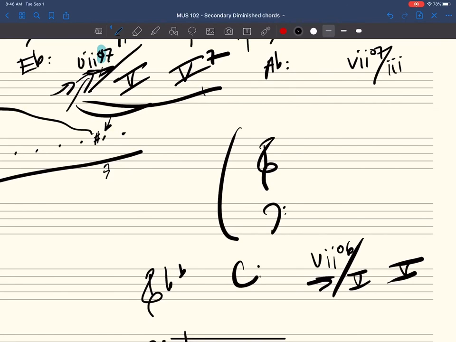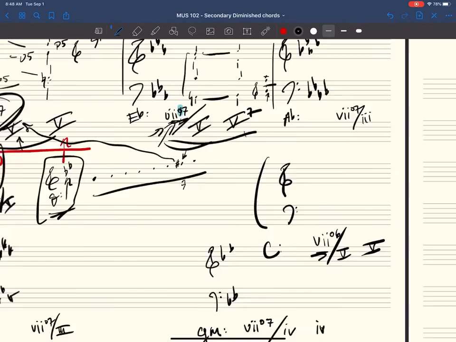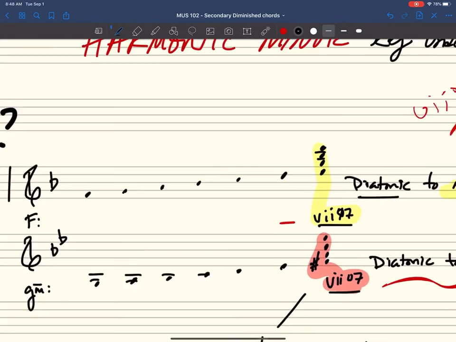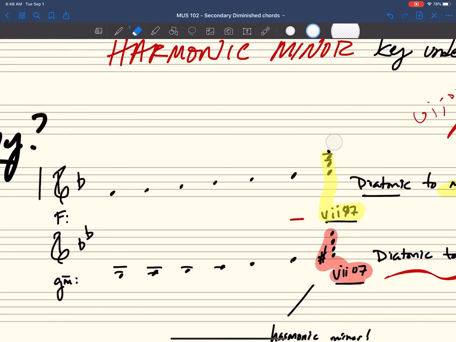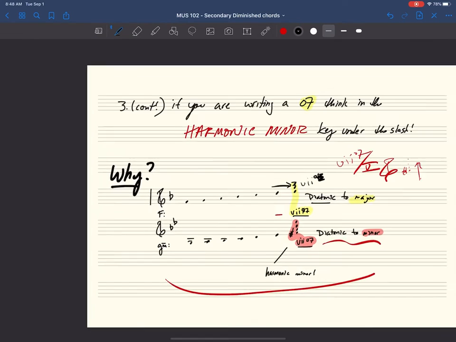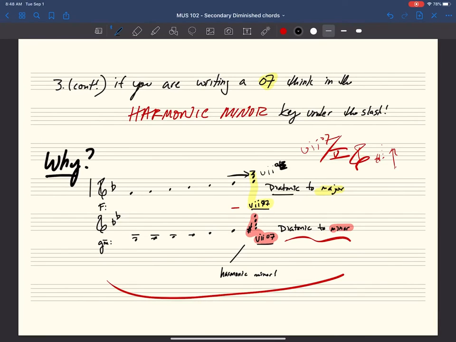The answer is you can think major or minor, because think about your scale, right? If we go back here, just going back to this F major scale, if this were a triad right here, what's the quality of E, G, B flat? Well, it's diminished, right? It's a diminished triad, and that's the diatonic quality on 7. It's the same thing in minor.